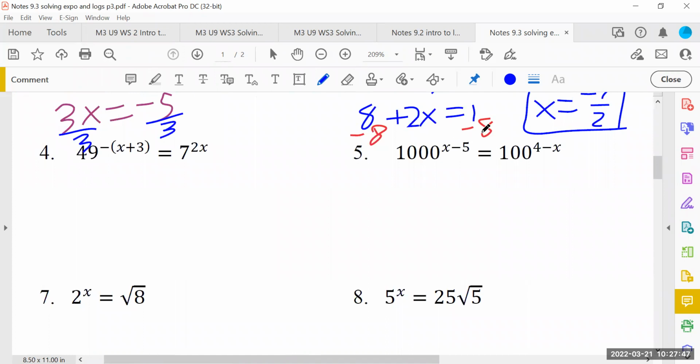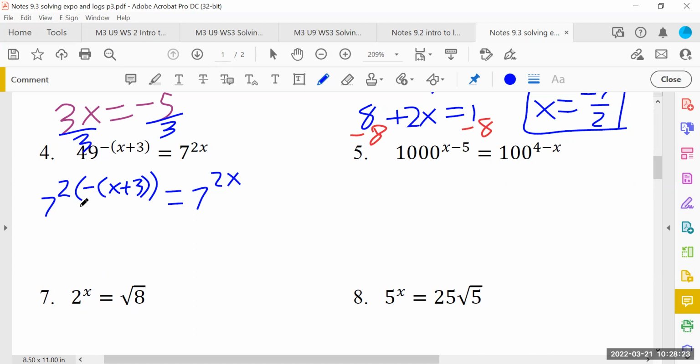All right, so then number 4. Let's do this one and then I'll have you guys try it. Number 4, 49 to the negative x plus 3 is equal to 7 to the 2x. I've got to be able to write this as 7 to a power. Luckily, 49 is 7 squared. So 7 squared times, now this is going to be a little interesting, right? That negative, I need to remember it's multiplied by negative x plus 3. Not subtracted, multiplied by that. Equals 7 to the 2x.